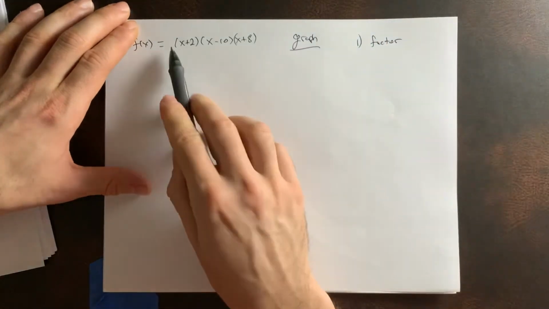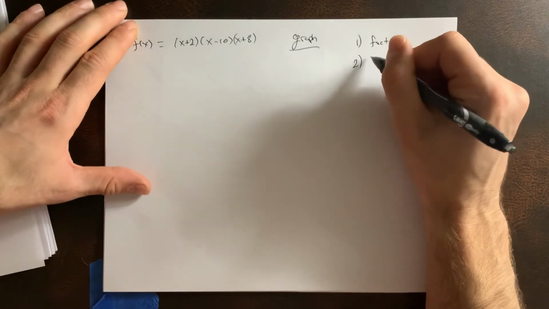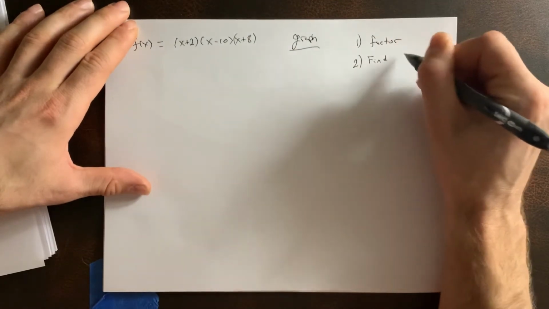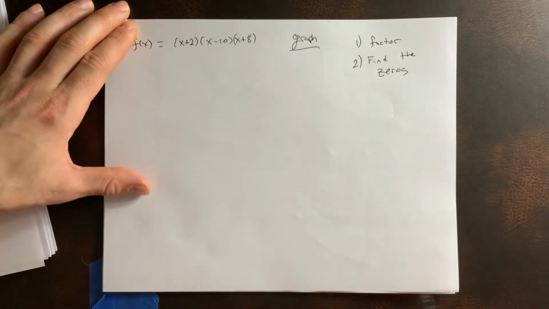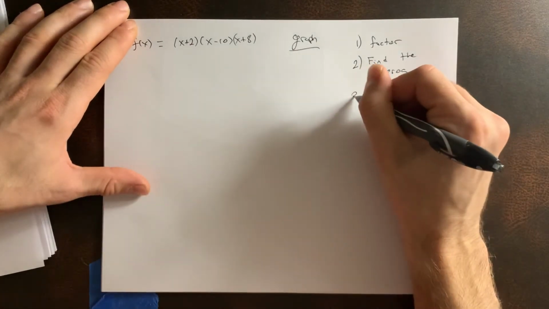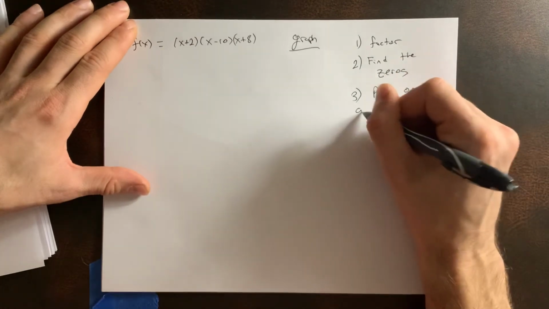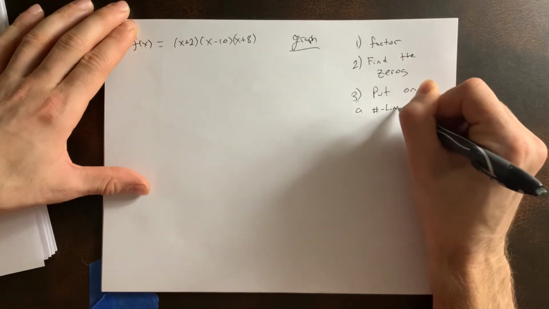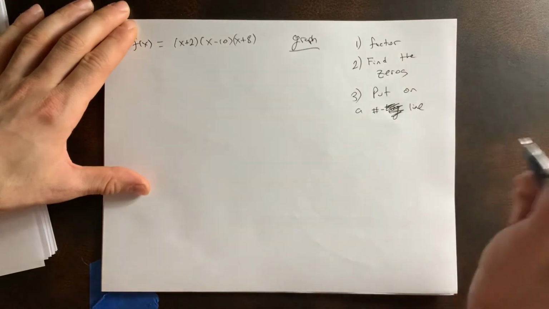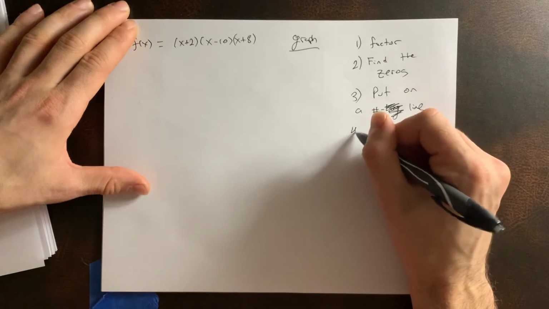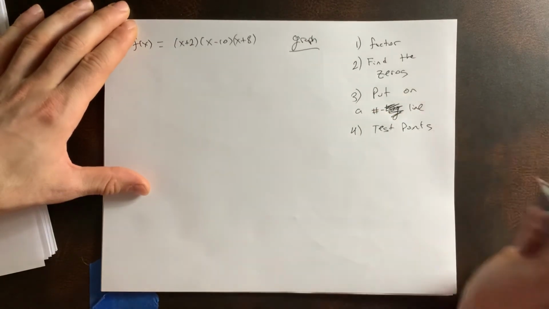In this situation, everything's already factored. So that's good. The next thing we want to do is find the zeros. That just means set this equation equal to 0 and then find those x values. The next thing, we're going to put them onto a number line, and test points, which we'll see with an example what that means.